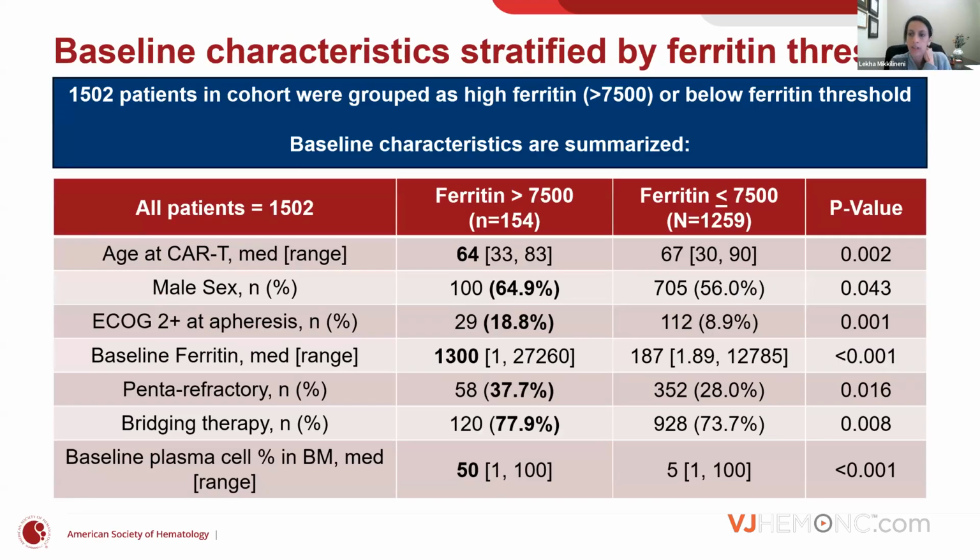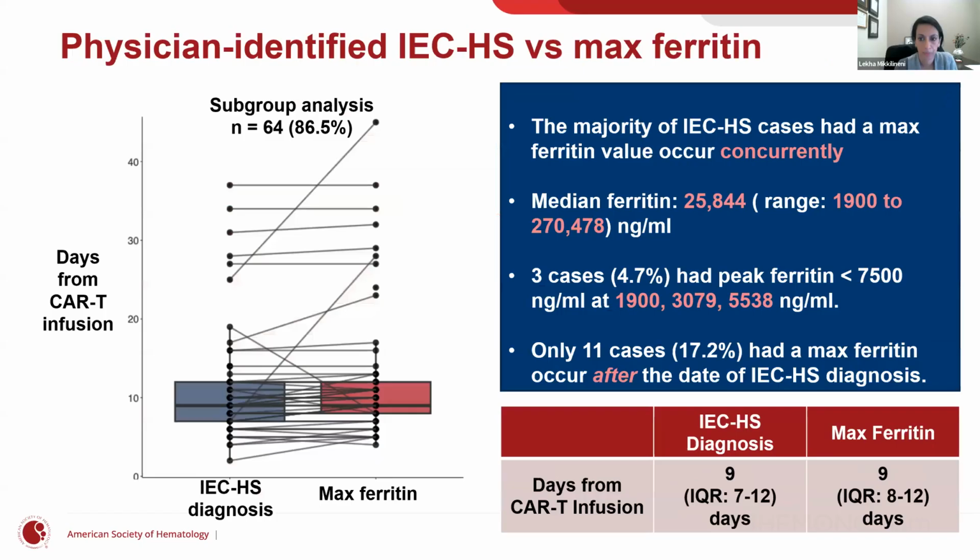So this slide shows our comparison of baseline characteristics between patients with ferritin above versus below the threshold of 7,500. And so you can see that patients in the high ferritin group were slightly younger, more often male. They were also more likely to have performance status of an ECOG 2 or higher at apheresis and had significantly higher baseline ferritin at the start. We also saw higher rates of pentarefractory disease and greater use of bridging therapy in the high ferritin group. Finally, these patients had much higher baseline plasma cell percentages in the bone marrow.